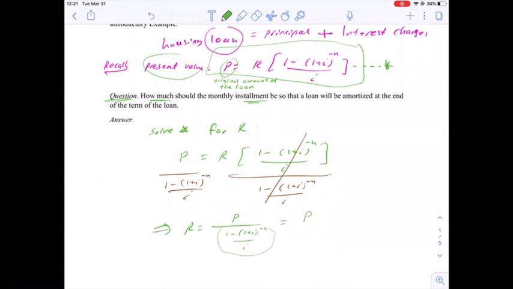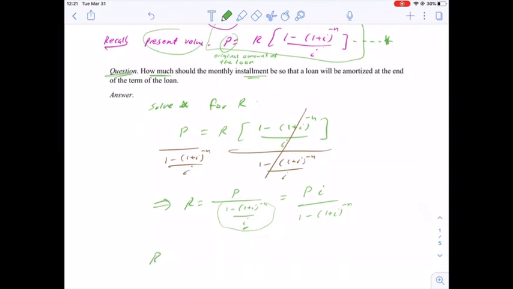Since we have a fraction in the denominator, we flip it. We get P times I over 1 minus (1 plus I) to the negative n. That means the monthly installment is given by R equals the principal times I over 1 minus (1 plus I) to the negative n, where I is r over m, r is the interest rate, and m is determined by how many times the interest is compounded.